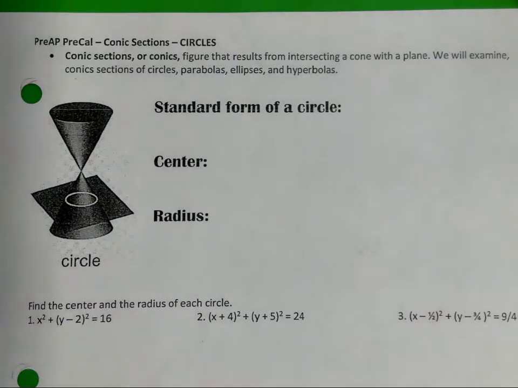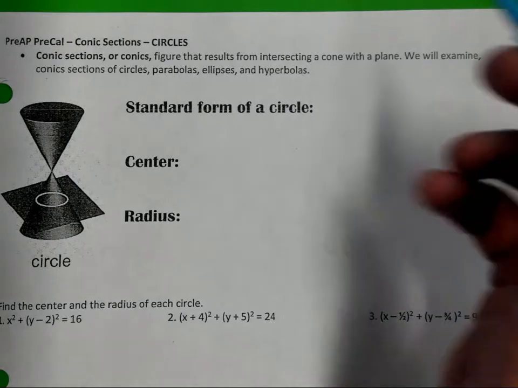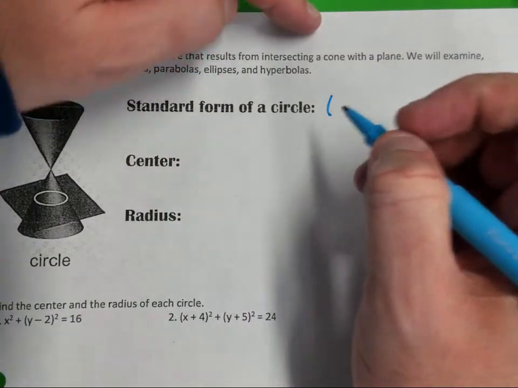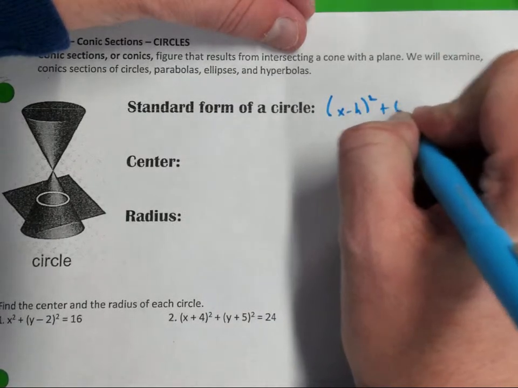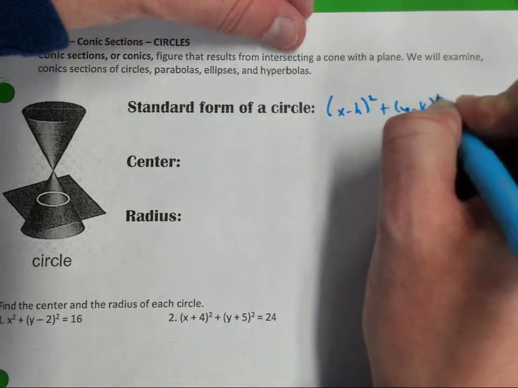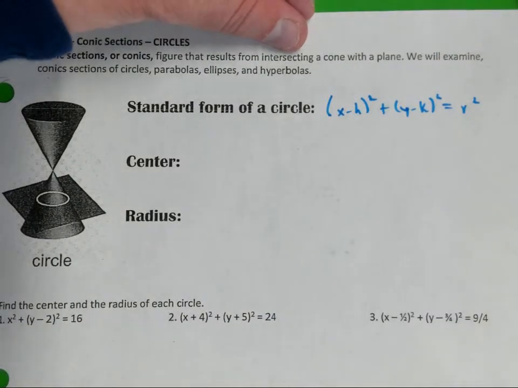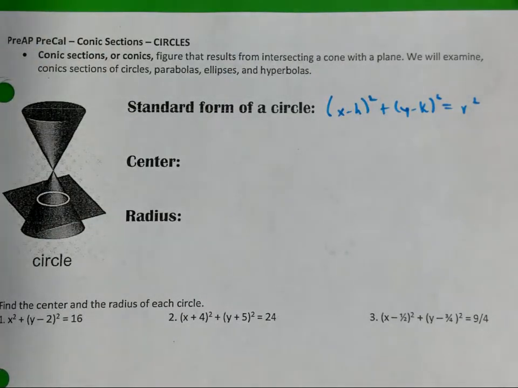Alright, so standard form for a circle. Hyperbolas are really hard, so: x minus h squared plus y minus k squared equals r squared. And I want to go on to the calculus so you'll be ready for calculus next year, because after this one, I've got 3.5 weeks to teach the calculus unit.